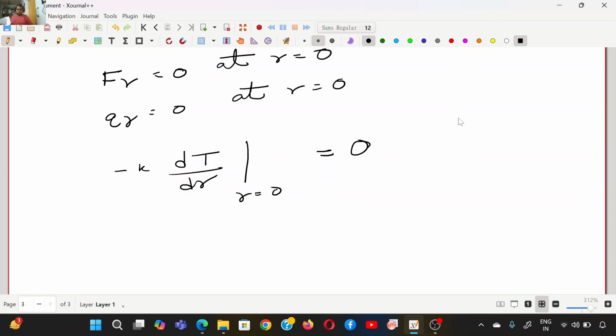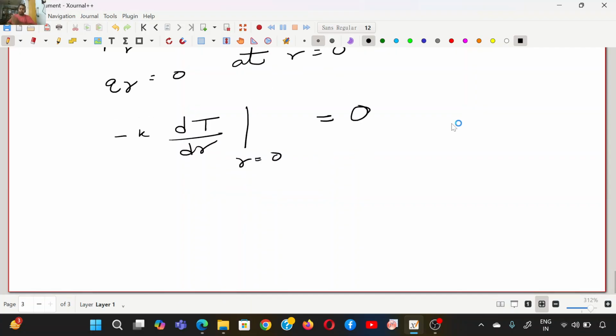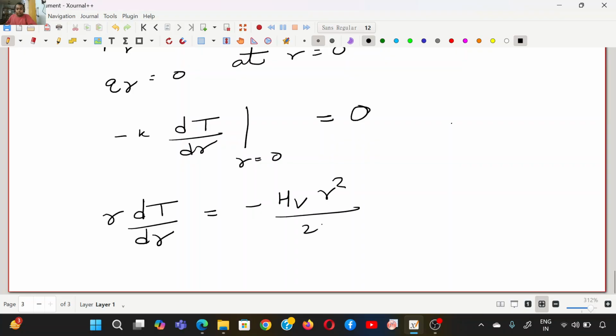So whatever governing equation we had, k by r dou by dou r of r dT by dou r, plus Hv is equal to 0, that we had. Now you integrate it two times. When you integrate it once, we'll get r dT by dr is equal to minus Hv r square by 2k plus c1.